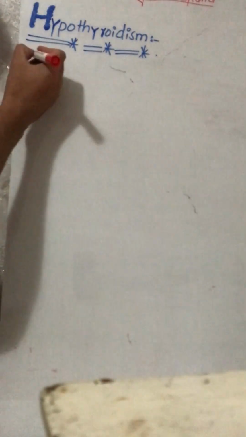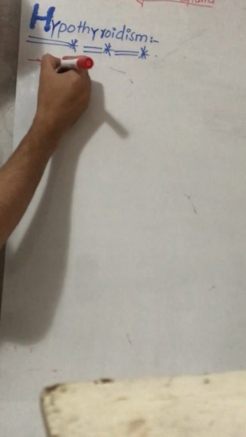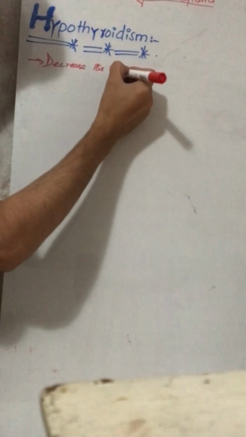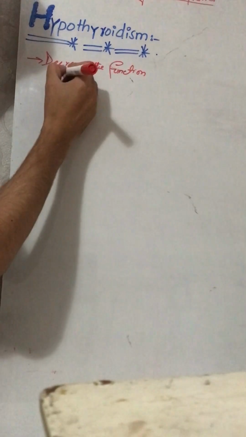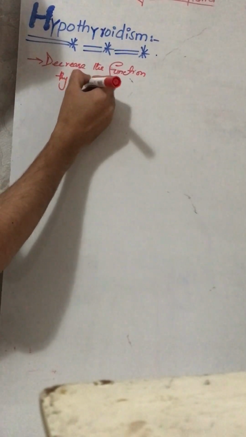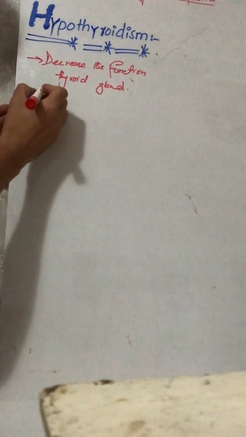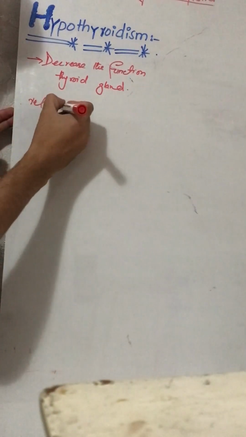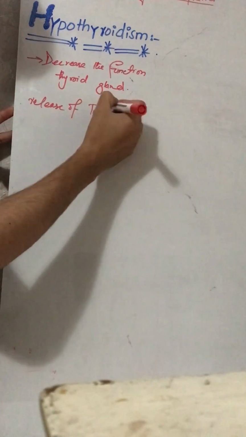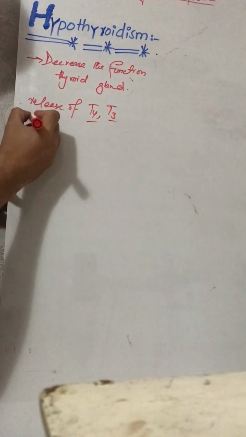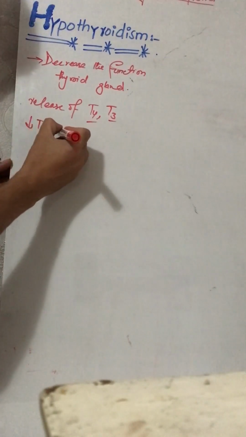So what is hypothyroidism? This is decrease in the function of thyroid gland. So what is the function of the thyroid gland? The function of thyroid gland is the release of T4 and T3, thyroxine and triiodothyronine. So when T3 and T4 decrease, we call this condition hypothyroidism.